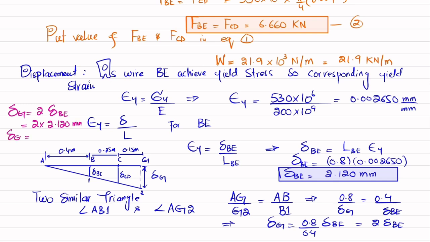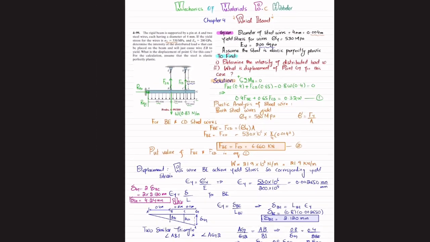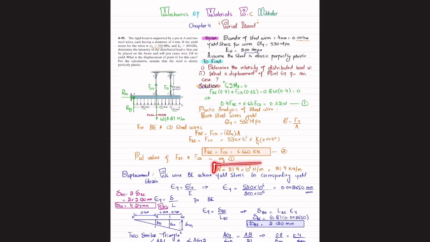So you will get delta G equal to 4.24 millimeter, which is the answer to this question. So this was all about problem 4-99, in which we were asked to find the distributed load, as well as the displacement of point G.